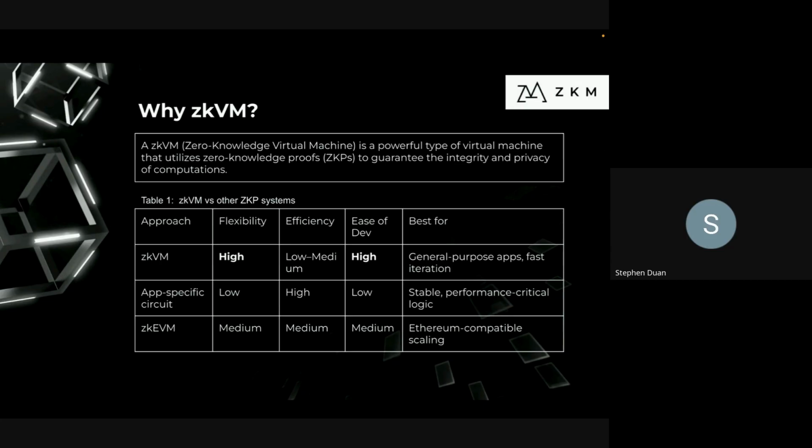And the main drawback currently for the zkVM is that the performance is not as good as other proof systems, like application specific circuits or zkEVM, because we have a lot of overhead from the memory checking and from the data serialization or deserialization.